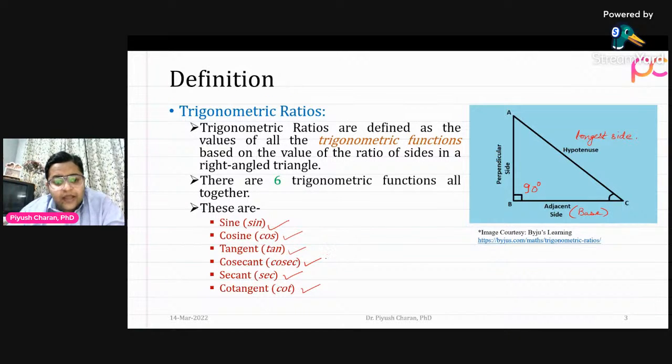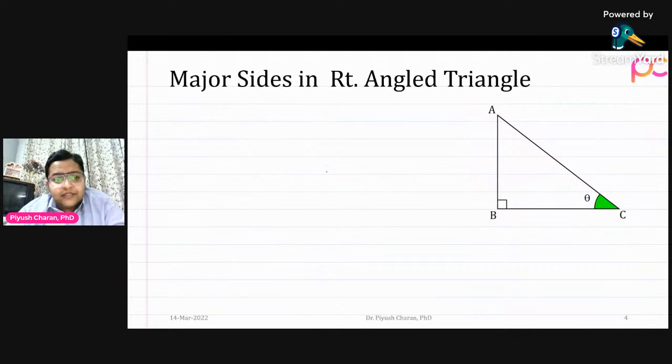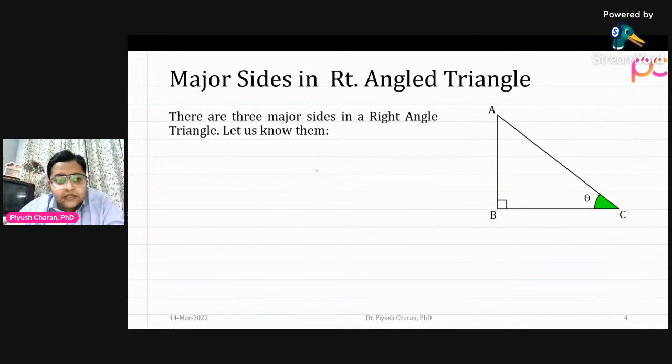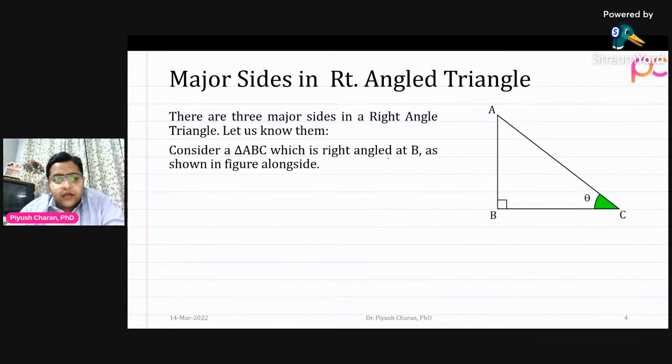So let us know how to calculate the values of these trigonometric functions. As discussed, we have major sides in a right angle triangle. So let us discuss once again. There are three major sides in a right angle triangle. Let us know them. Consider a triangle ABC which is right angled at angle B. That means angle B is 90 degree as shown in figure alongside.